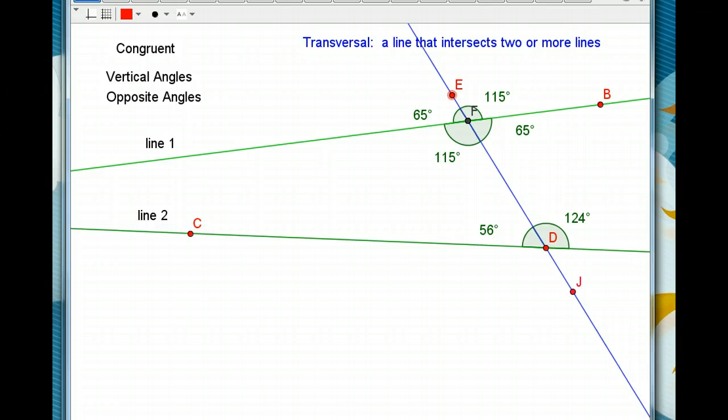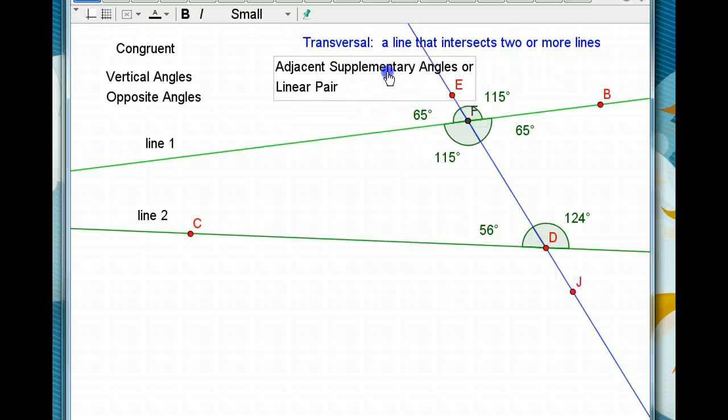So in this case, we have these two different types of angles, and they are not congruent, but if I add them up together, they add up to 180. So we call these adjacent supplementary angles, or a linear pair, which means the exact same thing. Not only do they add up to 180, but they are also adjacent.